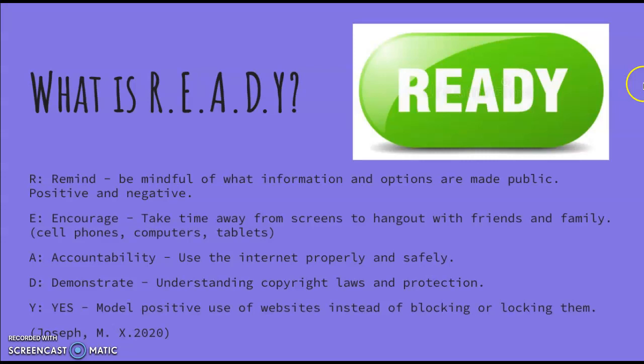The first one is READY. The R stands for remind, so be mindful of what information and opinions are made public, if those posts are positive or negative. E is to encourage. Take time away from screens to hang out with friends, family. This goes back to that health, wellness, nutrition, that 10th characteristic, I believe, was so important. The A is accountability, using the internet properly and safely, which can be done through teaching certain types of curriculum. D is to demonstrate. This is understanding copyright laws and protection. And Y is yes, to model positive use of websites instead of blocking or locking them.